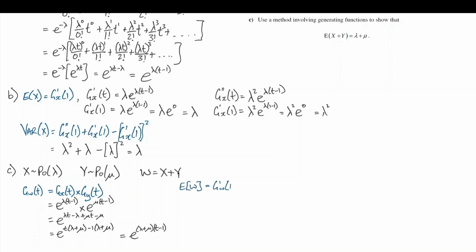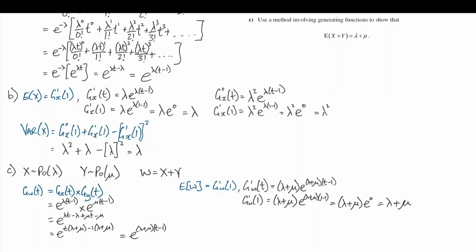The expectation for w, I can differentiate and substitute in 1. When I differentiate my probability generating function, I get lambda plus mu as the constant, which comes down to be part of the coefficient, and e to the lambda plus mu, t minus 1. We should be getting used to this now. When I substitute in 1, the power on the exponential becomes 0. So I've got e to the 0, which just leaves me with lambda plus mu. So the expectation of w is lambda plus mu.